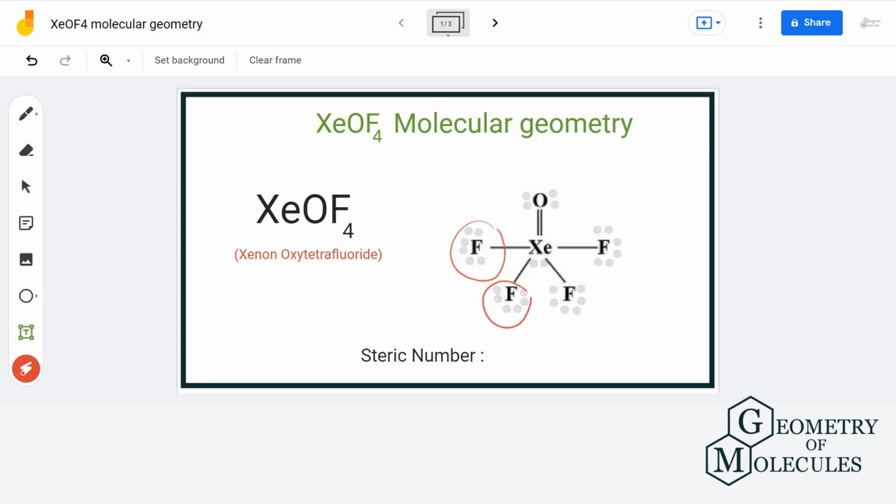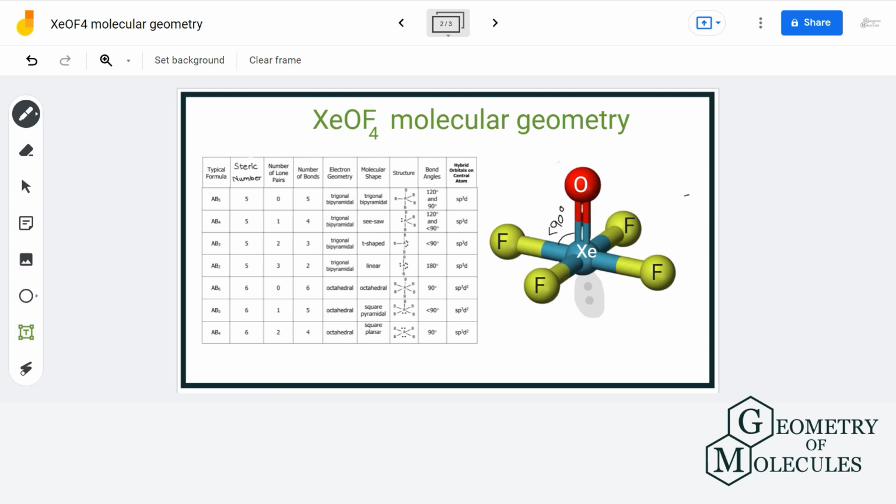Here, xenon is forming 4 single bonds with 4 fluorine atoms and 1 double bond with an oxygen atom, and it also has a lone pair of electrons on it. The steric number, that is, the sum of lone pairs and bond pairs attached to the central atom, is 6. If we look at the structure in 3D, we can see that the structure of XeOF4 is square pyramidal.